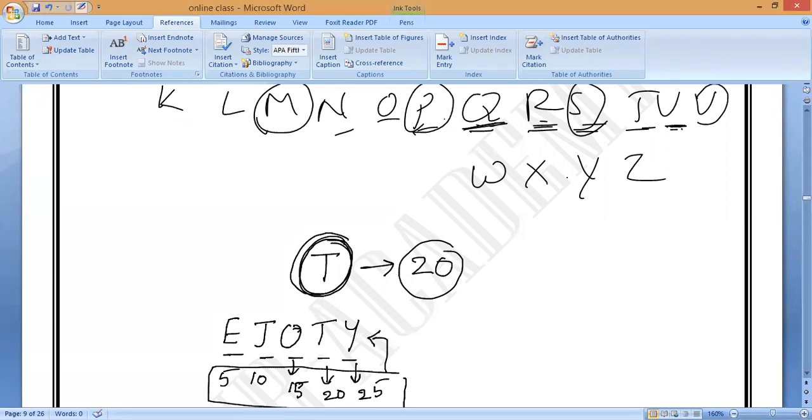Do you understand? Because A, B, C, D, E, we know is 5. Last X, Y, Z also we know: 24, 25, 26. So if you remember a few letters in the middle, it is easy to find the pattern fast, because in the exam we don't have time to write the full A, B, C, D. Do you all understand?